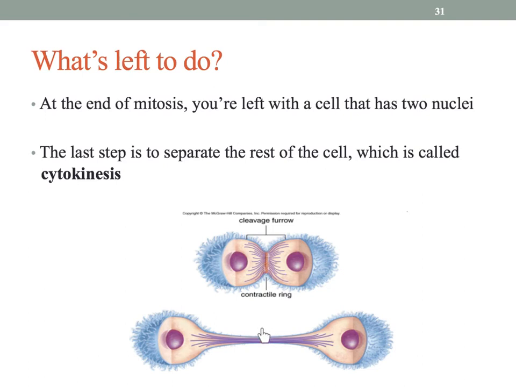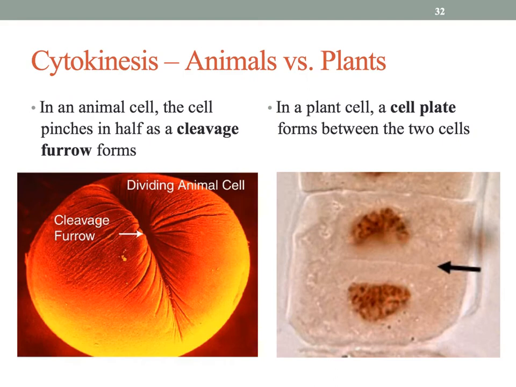You can see here, once it completely pinches all the way through, you are going to end up with two new cells. So you need to know that animal cells do cytokinesis by the use of a cleavage furrow, and then plant cells, because they have a cell wall, use what's called a cell plate. Here's a picture of an animal versus a plant cell. The cell membrane is going to pinch inwards, creating this cleavage furrow. And then a cell plate is going to start to grow in the middle of the cell.